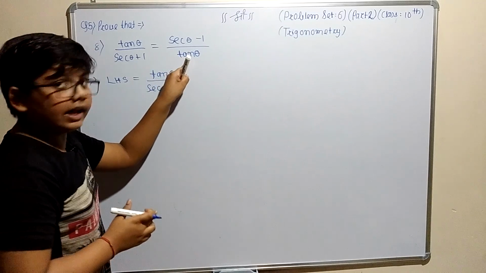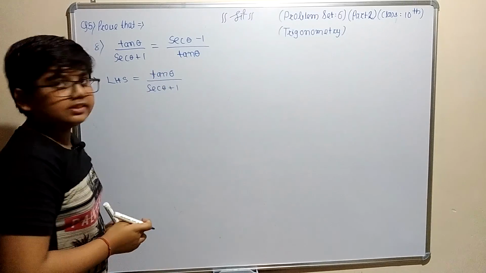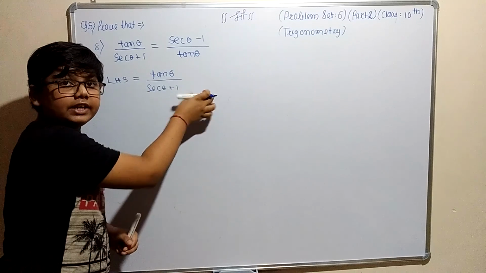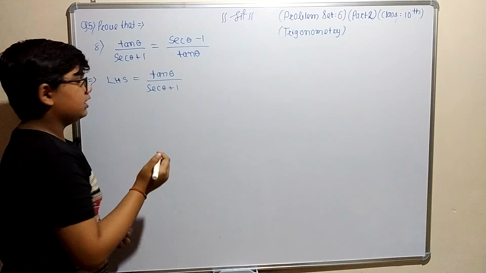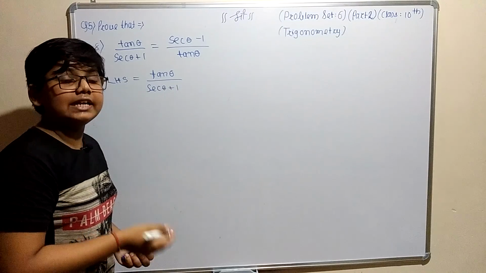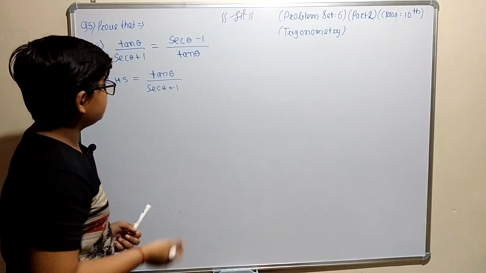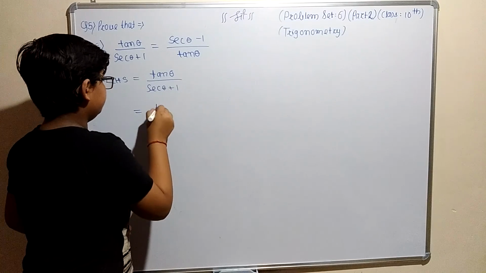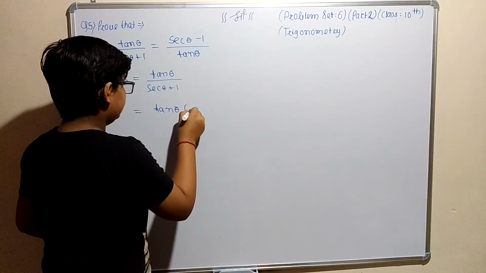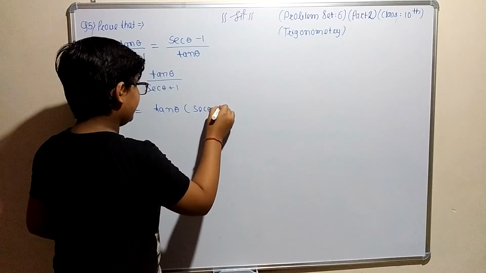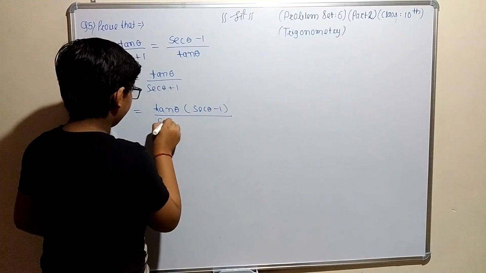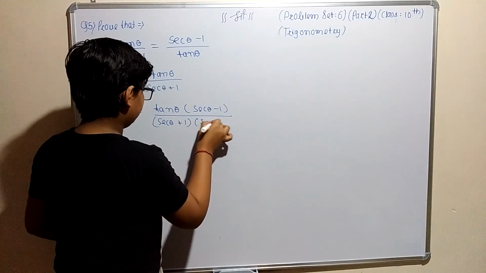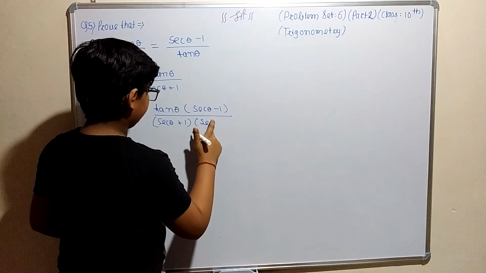But if we concentrate on RHS, then we can see that the denominator is tan theta. Now how to bring LHS tan theta at a denominator? Multiply sec theta minus 1 so that it will become in the format of a squared minus b squared, that is equal to a plus b times a minus b. So multiply sec theta minus 1 in numerator also, denominator also.